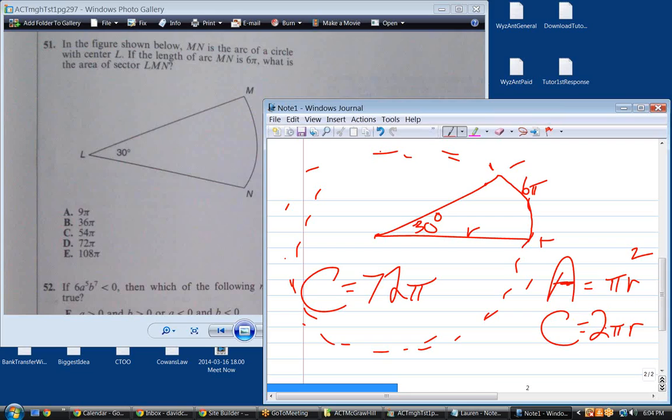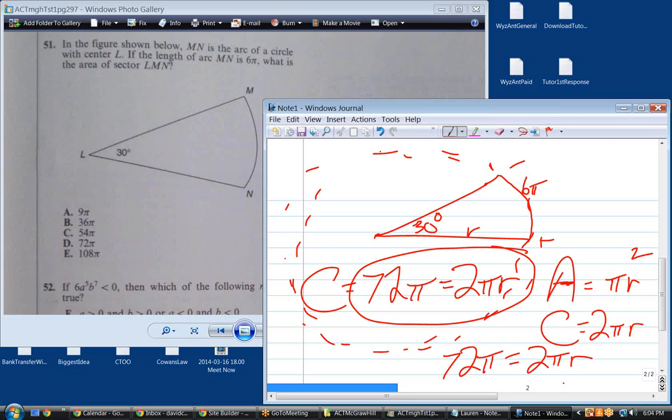So if the circumference is 2 pi r, solve that for r. You have 72 pi equals 2 pi r. What's r equal? It'll be 36. Yeah. So the radius, we know this is now 36.